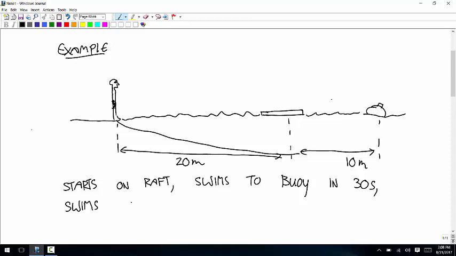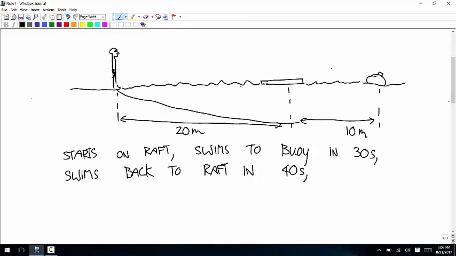Then he swims back to the raft in 40 seconds. He's getting a little tired. Oh no, that's 10 meters. He's just a slow swimmer. And then swims back to the shore in 1 minute. 60 seconds.